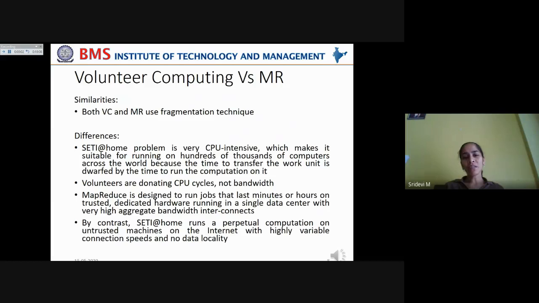Now, both volunteer computing and MapReduce use fragmentation technique. Means both divide the data into work units. Even in MapReduce, the data is divided into blocks of data and distributed across the nodes on a cluster. And even in volunteer computing, they divide the data set into smaller chunks of work unit and distribute to the volunteers to perform processing. But what are the differences? Where they exactly differ?